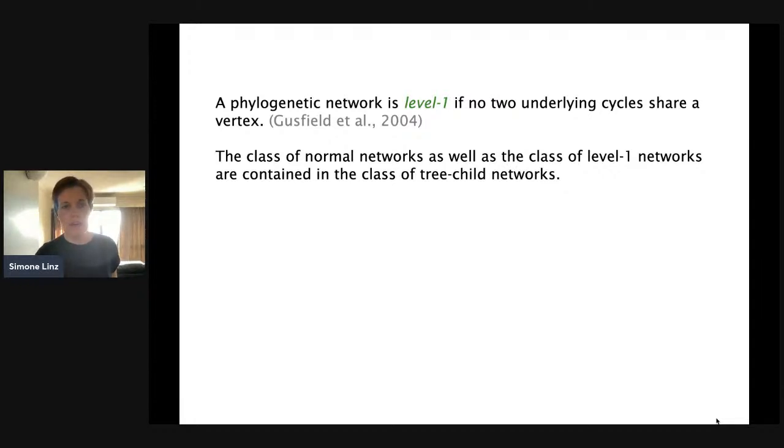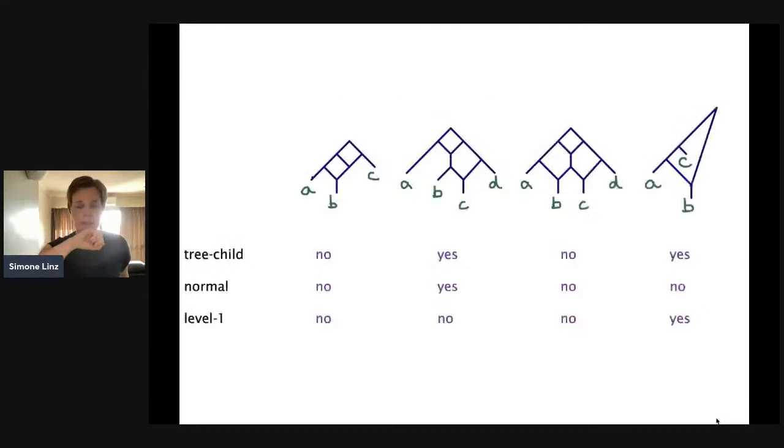However, if you look at normal networks and level 1 networks, there are normal networks that are not level 1, because normal networks do not have any restrictions on the cycles, so you can have lots of cycles interacting with each other. And a level 1 network is also not necessarily normal because a level 1 network can have a shortcut. So here we have a few examples of networks, and I just want to go through these 3 classes and explain for each network which class it belongs to.